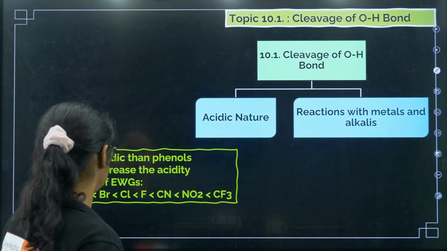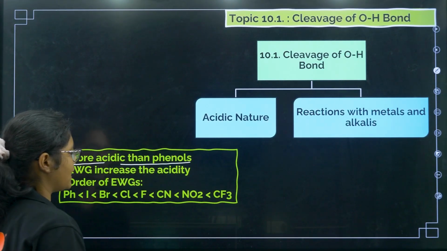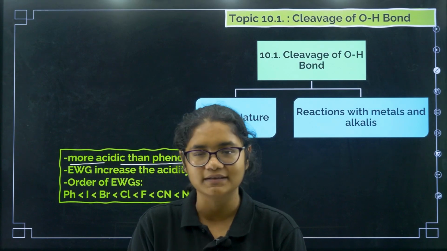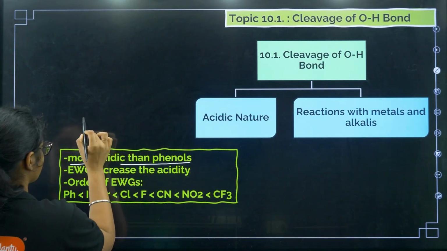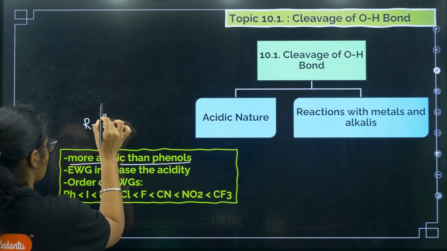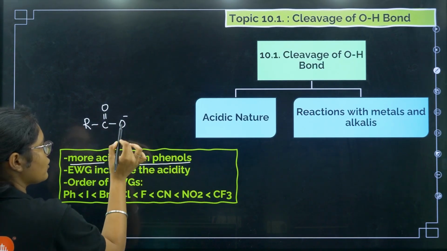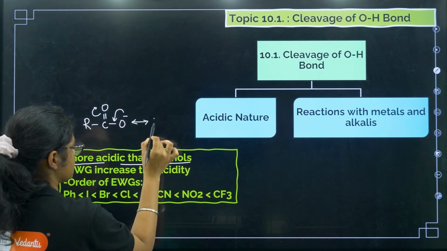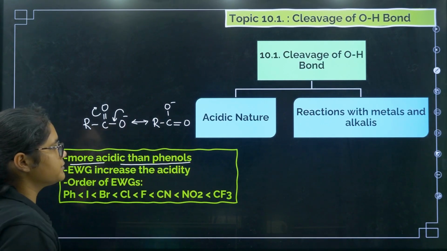Carboxylic acids are more acidic than phenols. Now what is the reason for this? If you see the carboxylic acid, we have it like this. After giving H plus, this will be the conjugate base. Now this conjugate base can resonate to give you this structure, right? This will be the structure.